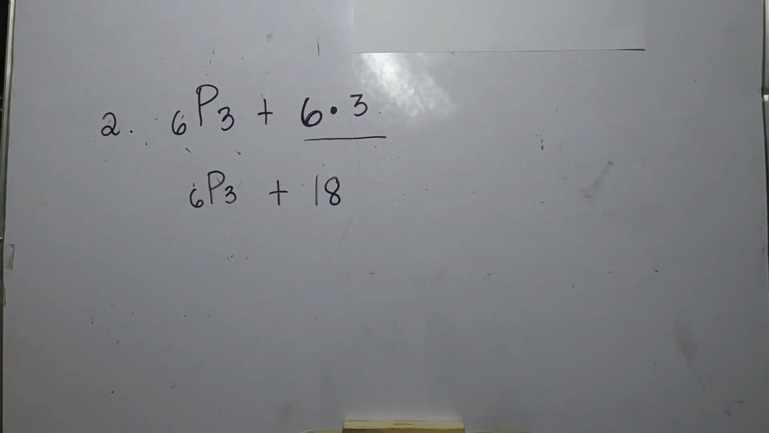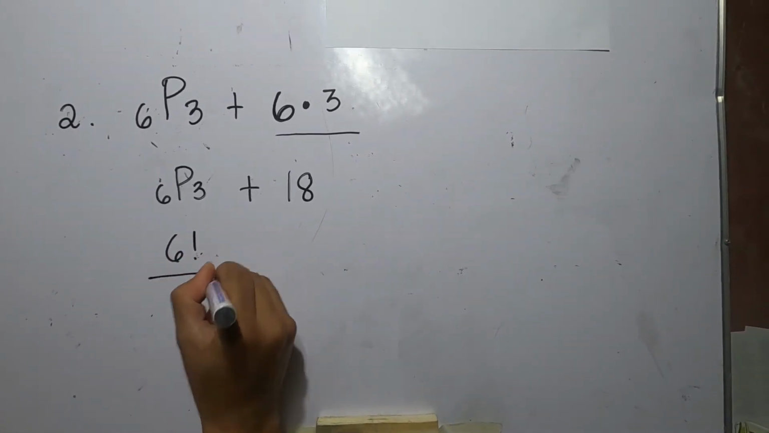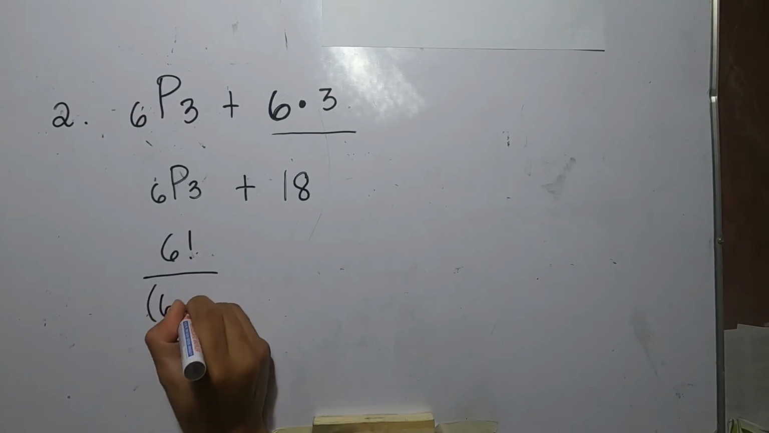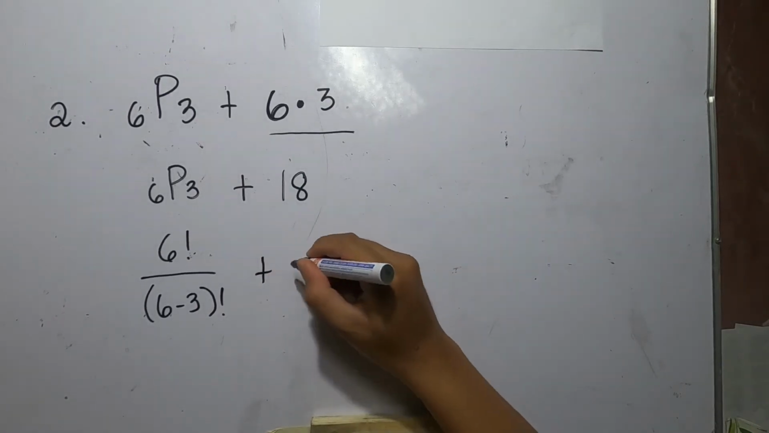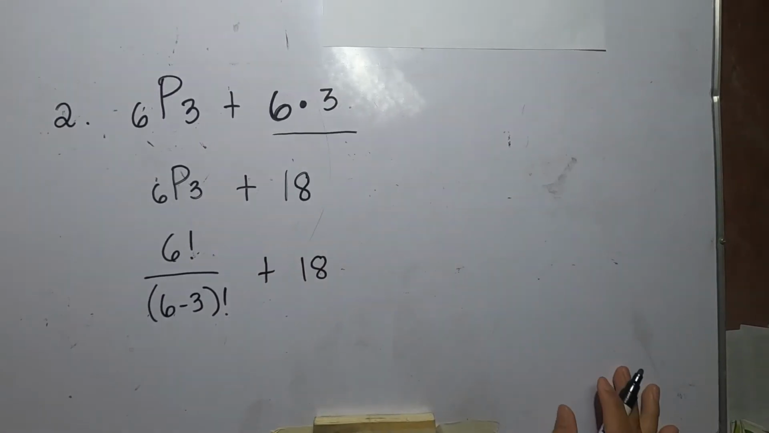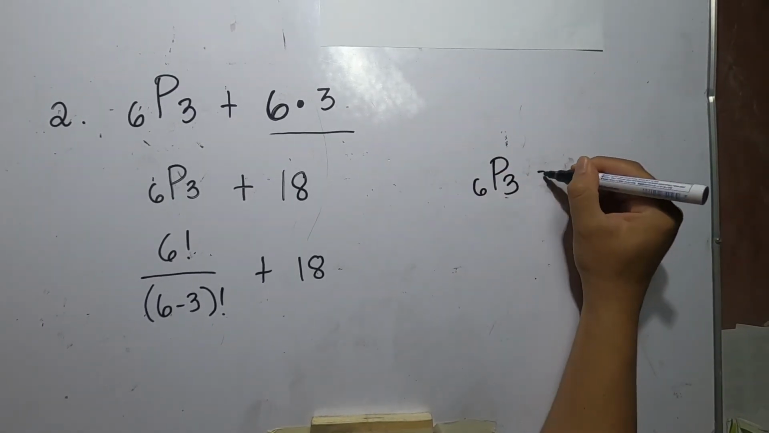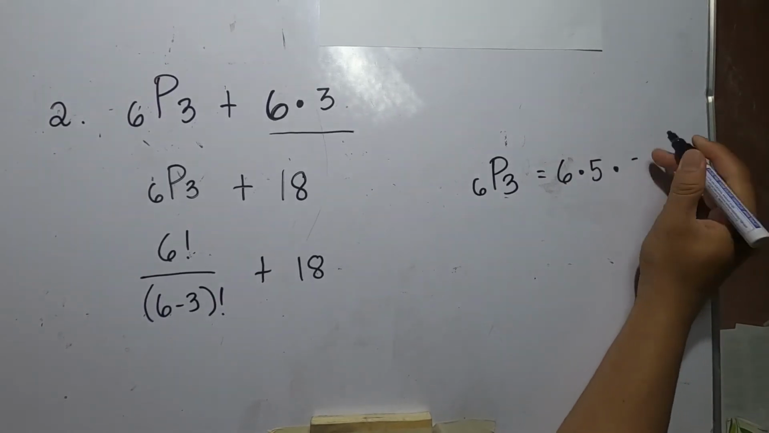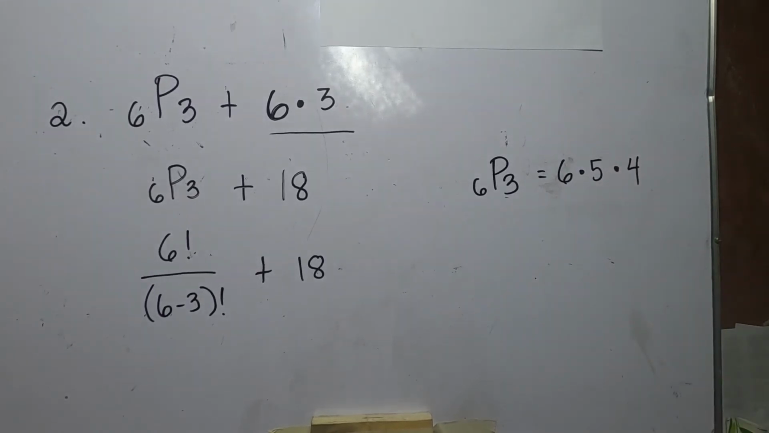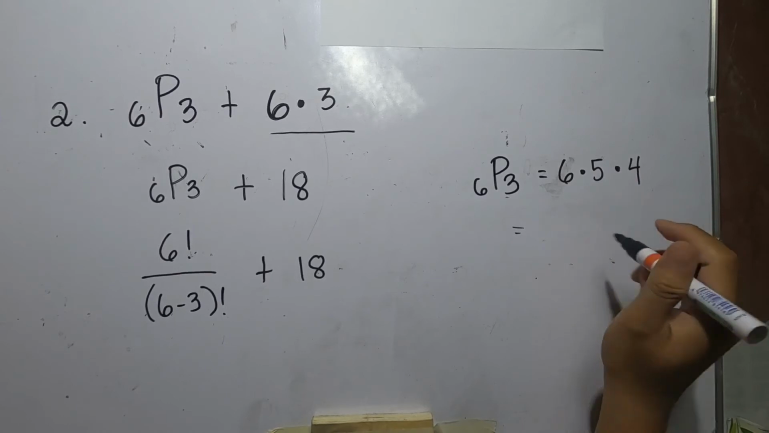So by definition, permutation of 6 taken 3 is equal to 6 factorial divided by the quantity of 6 minus 3 factorial. Then that is to be added by 18. So by shortcut, permutation of 6 taken 3, we know that it is 6 multiplied by 5 multiplied by 4. So permutation of 6 taken 3 when evaluated, the answer is 6 times 5 is 30 times 4 is 120.